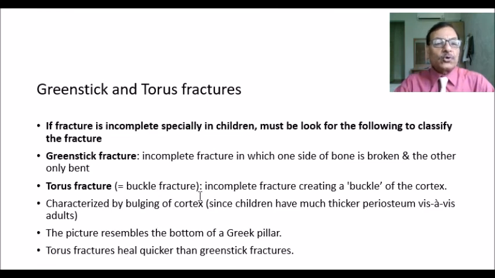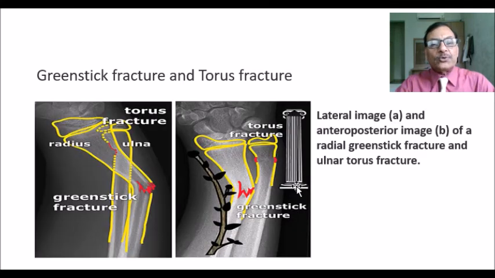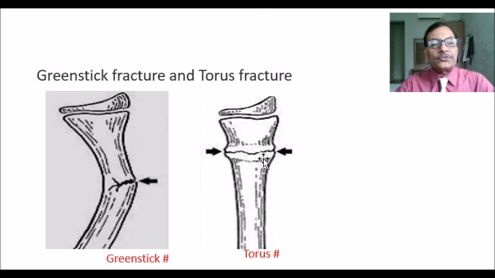The torus fracture, also called buckle fracture, is again an incomplete fracture, but it creates a buckle of the cortex, meaning there is a bulging of the cortex. In the picture, it resembles the bottom of a Greek pillar. The Greek pillar bottom is bulged, and this is how it looks. This is the bulging of the cortex. This is torus fracture, and this is greenstick fracture, where only one side is bent and the other side is fractured.